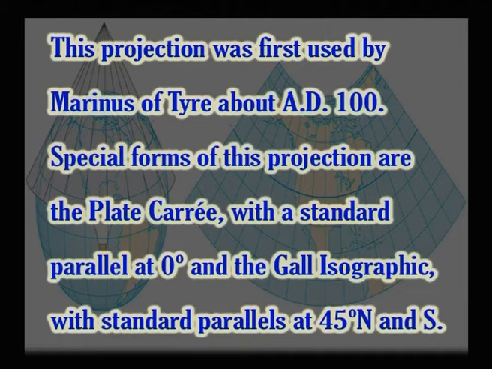This projection was first used by mariners of Tyre about 100 AD. Special forms of this projection are the plate carrée with a standard parallel at 0 degrees and Gall isographic with a standard parallel at 45 degrees north and south. Other names of this projection include equirectangular, rectangular, etc.